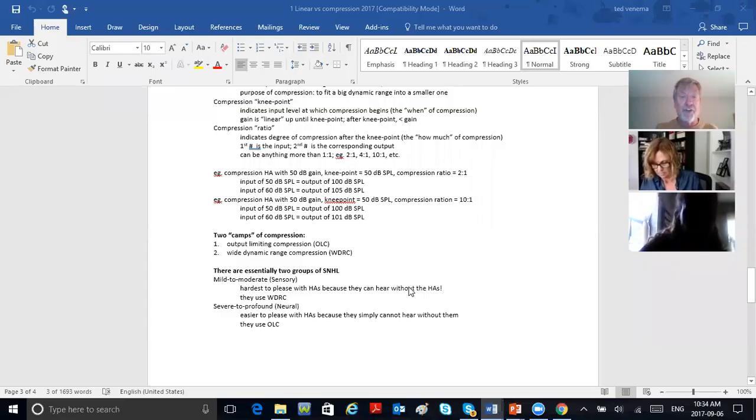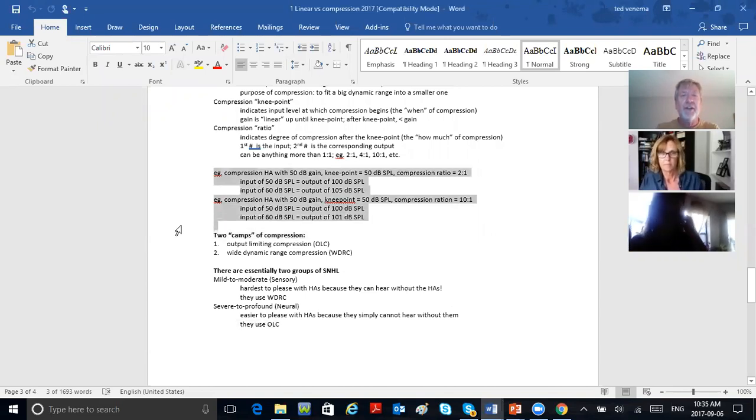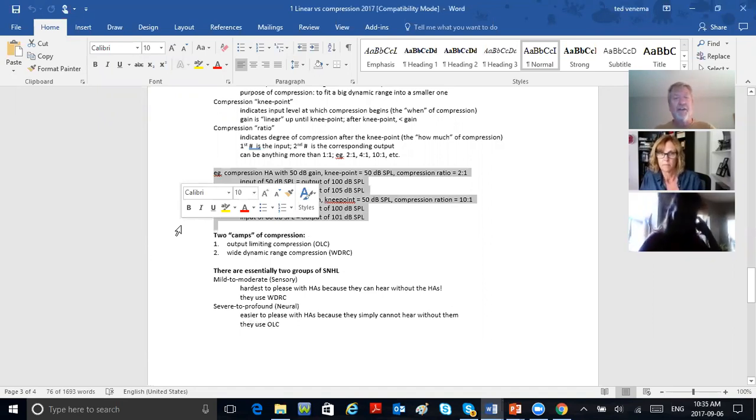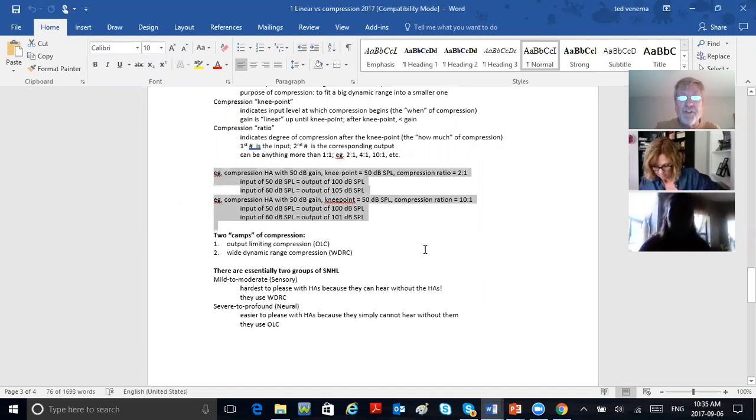That's essentially the families of compression that are used today. We'll look at more of this as we go on, but check out for yourself these examples here. A compression hearing aid with 50 decibels of gain. Knee point is at 50. Compression ratio is 2-to-1. Input of 50, output of 100.